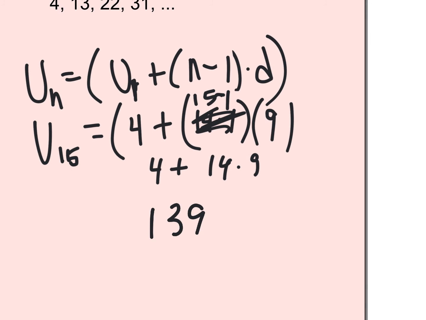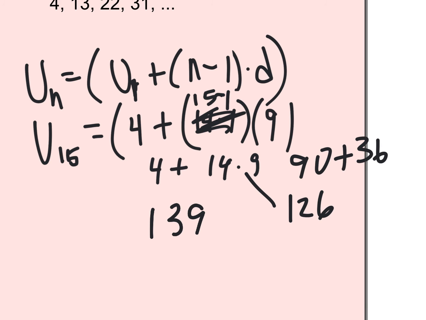Did anybody else get 139? Oh, nobody else has that. Oh, one other person has it. I'm going to double check you. 36 and 90, 126. Oh, I'm afraid you did it on your calculator too quick. Let me check this for sure. 9 times 10 is 90, plus 9 times 4 is 36. It's 126. And then you got to add this 4, which makes 130. Yeah, I got 130 now.